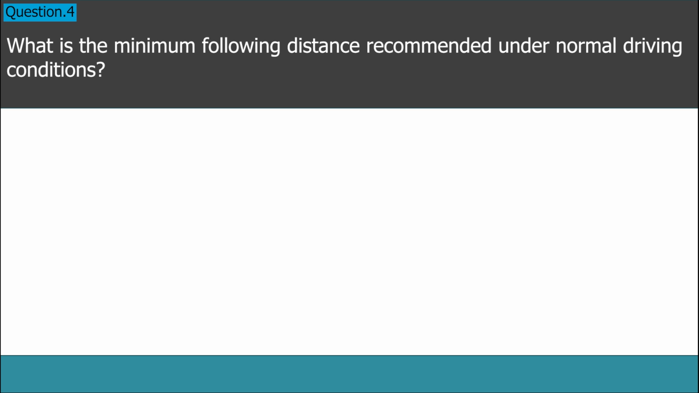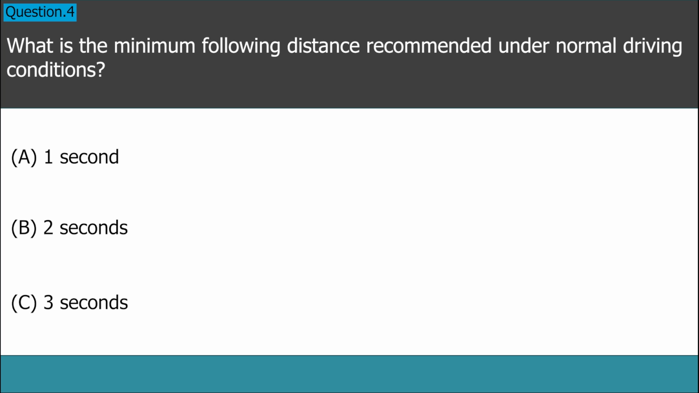What is the minimum following distance recommended under normal driving conditions? A. 1 second. B. 2 seconds. C. 3 seconds. Answer: B. 2 seconds. A 2-second following distance allows enough time to react to sudden stops.